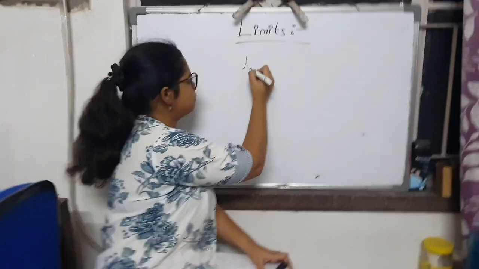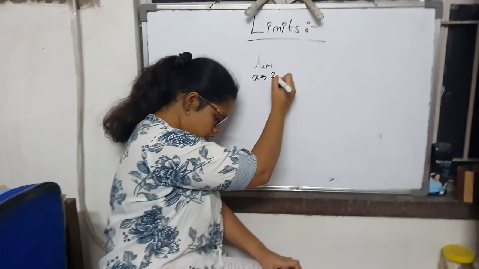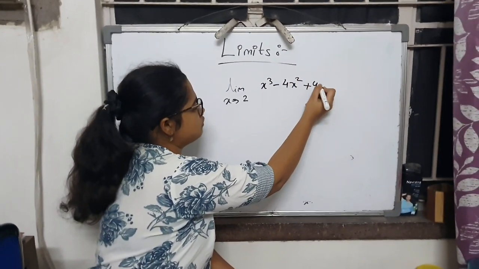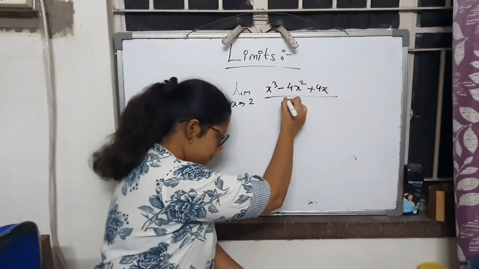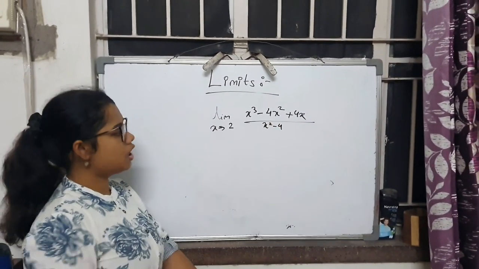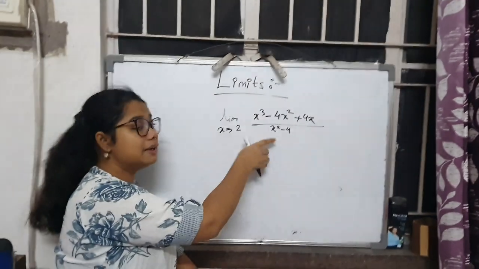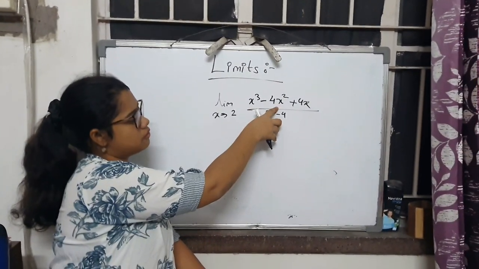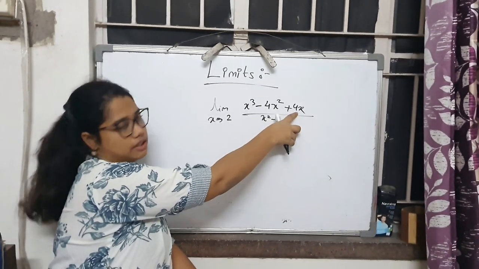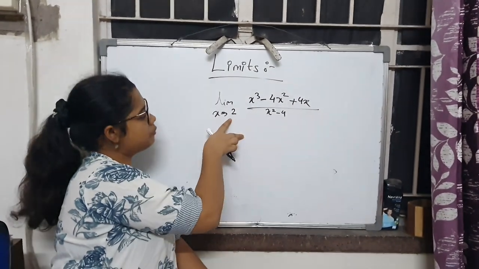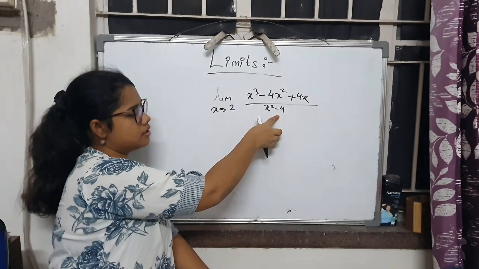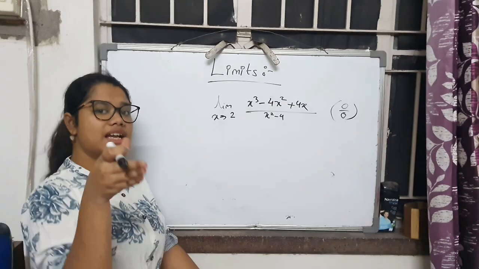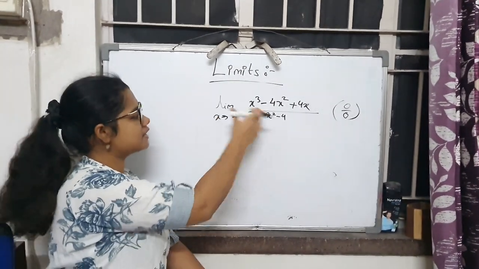Suppose we have an example: limit x tends to 2 of x cube minus 4x square plus 4x, divided by x square minus 4. Now, wherever there is x, you replace x by 2. Then the numerator is 8 minus 16 plus 8, which is 0. And putting 2 in the denominator, it's 4 minus 4, 0, which is our 0 by 0 form. So directly, we cannot replace x by 2.